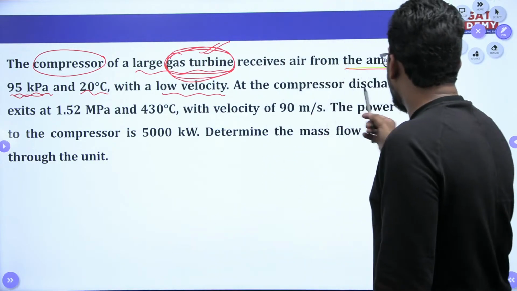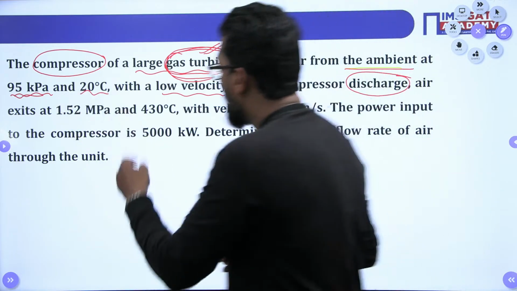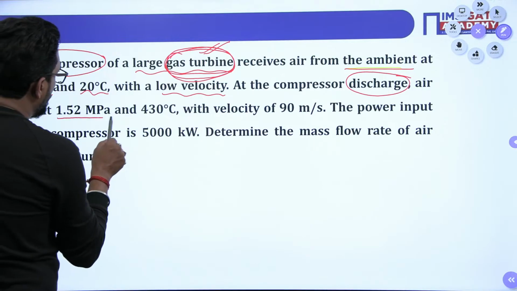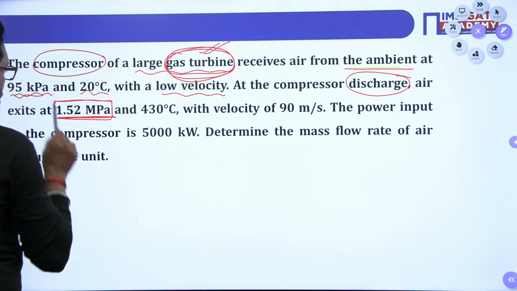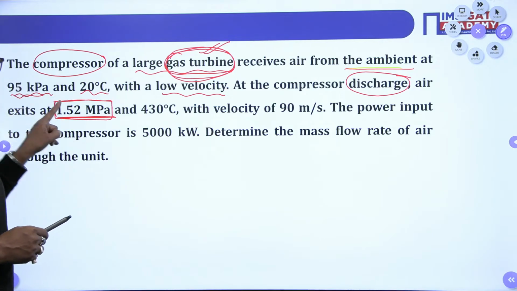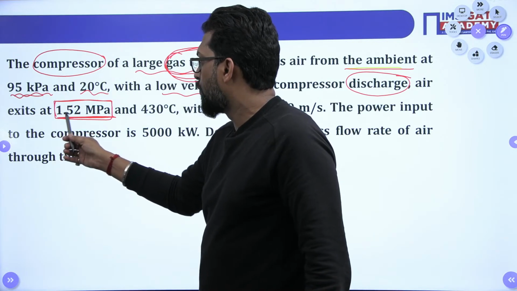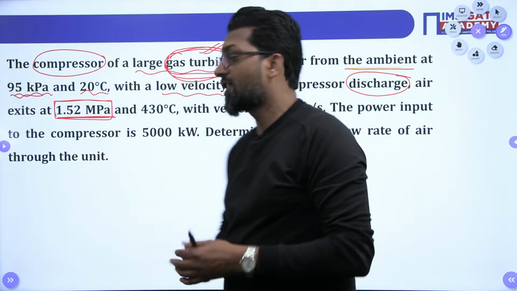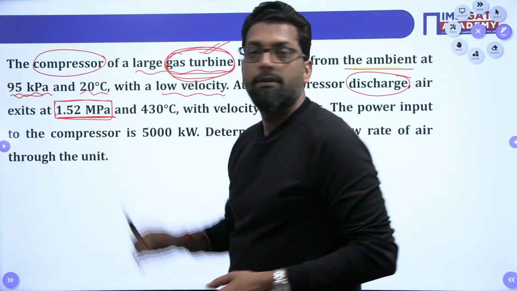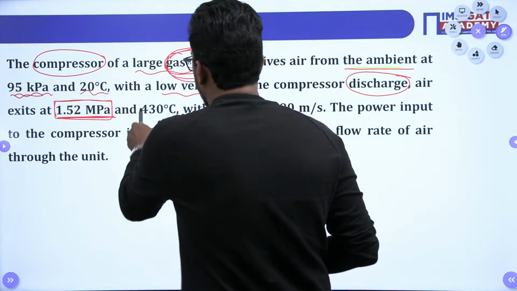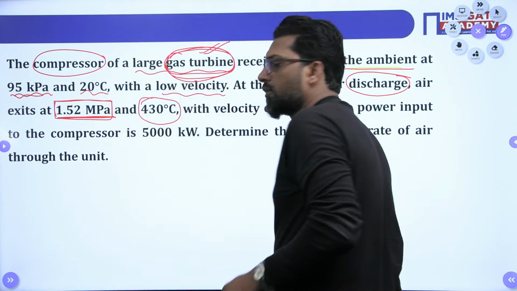Now, at the compressor discharge, this is the exit condition. Air exits at 1.252 megapascal. This is very important. So, my dear, see the difference of the pressure level. The inlet is 95 kilopascal and the exit is 1.252 megapascal. Such a tremendous high pressure will be developed with the help of the compressor. And if you increase the pressure of a single phase fluid, the temperature also increases.